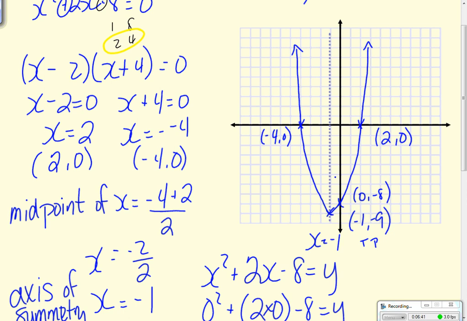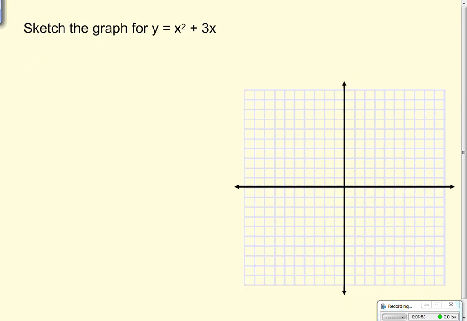And that is my equation of a parabola. So x squared plus 2x minus 8 equals y is there. It's messy. There's a lot of working out to do, but it's not actually difficult. It's lots of little steps. Let's try another one. Here we go.